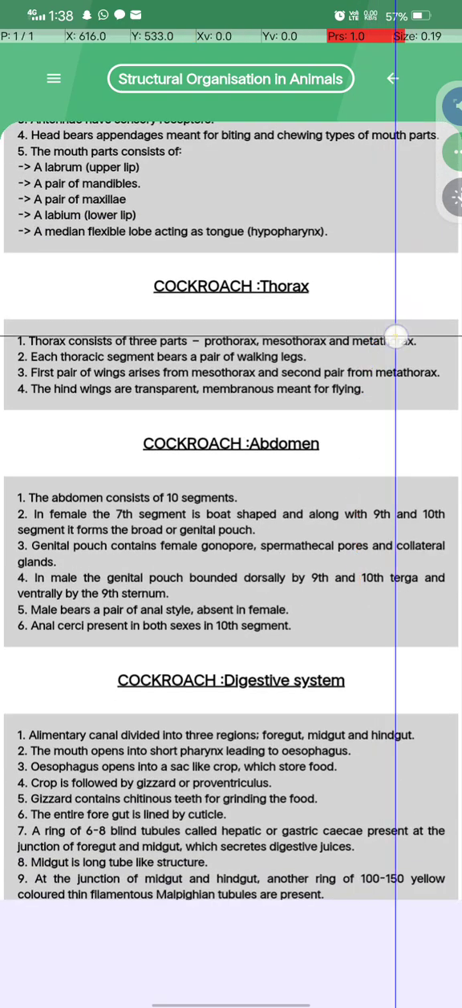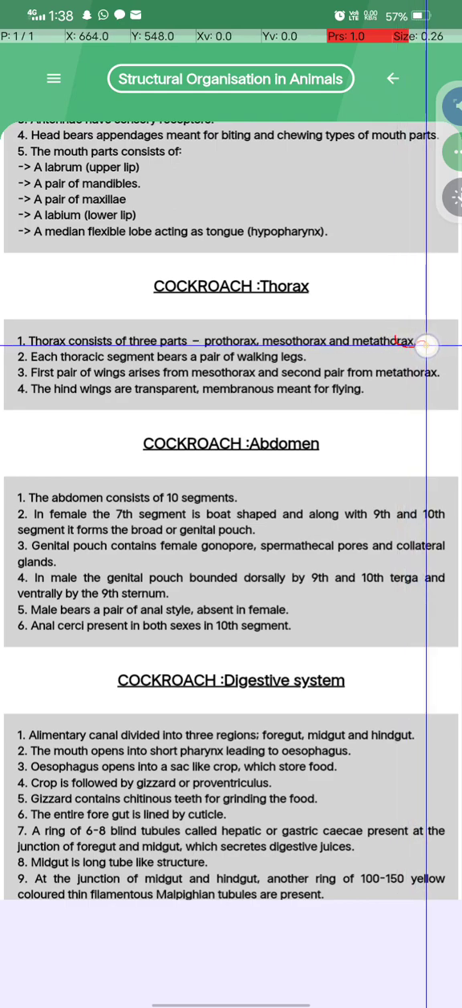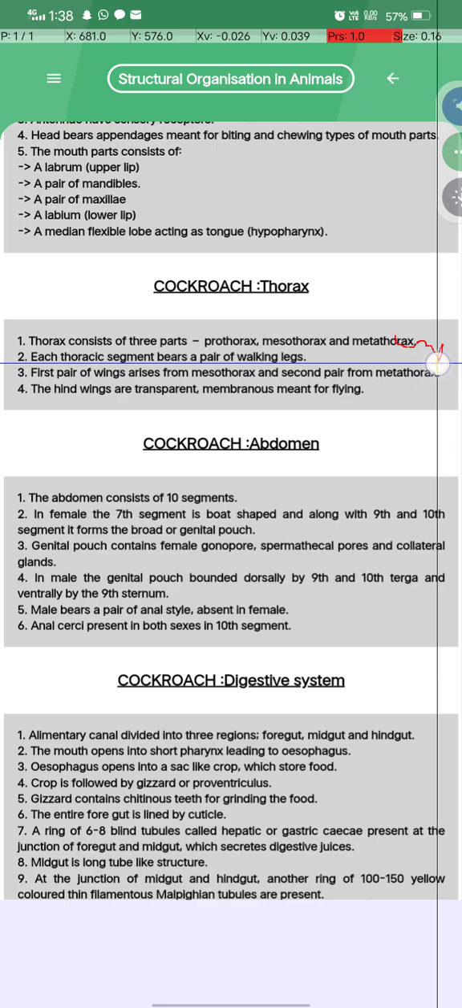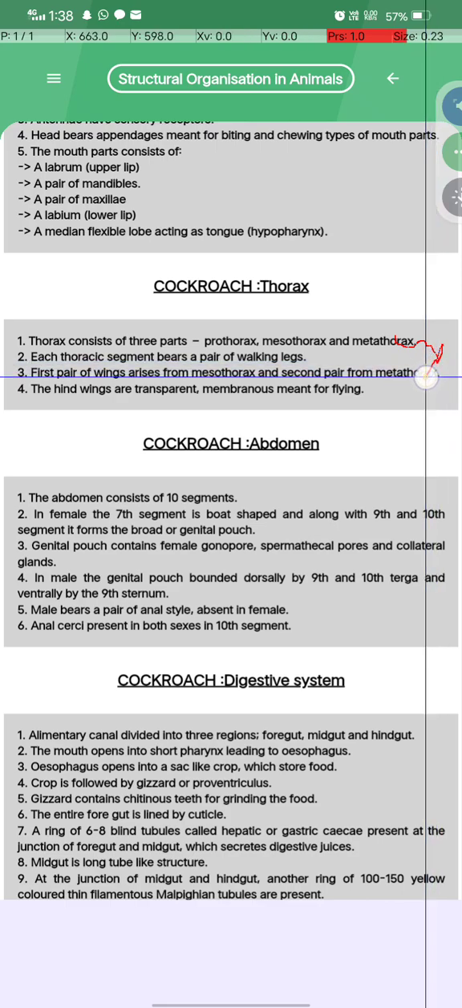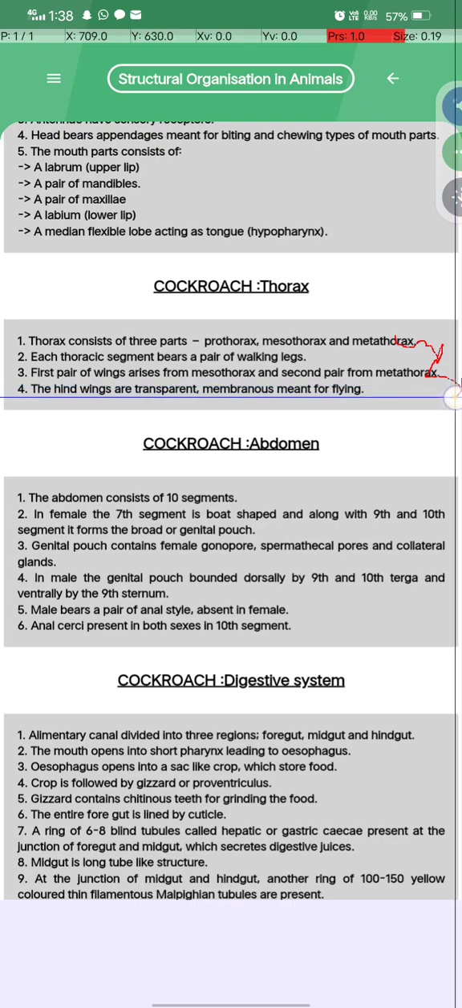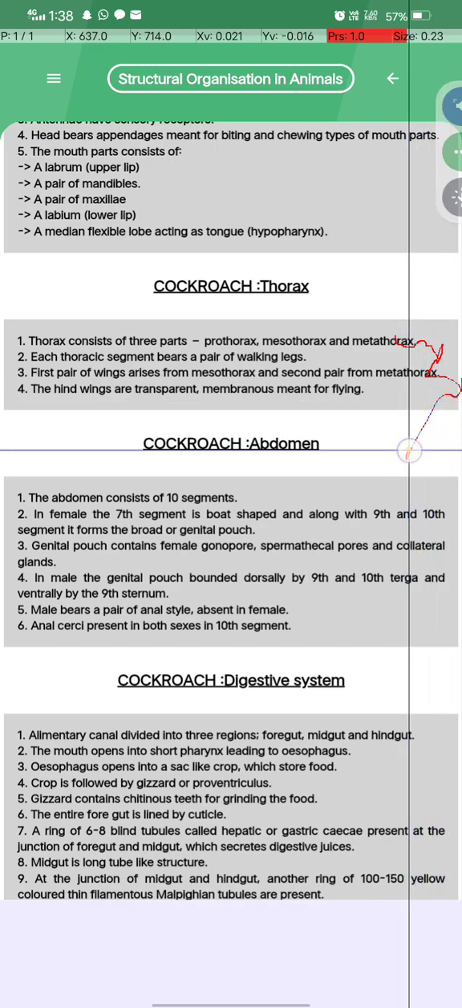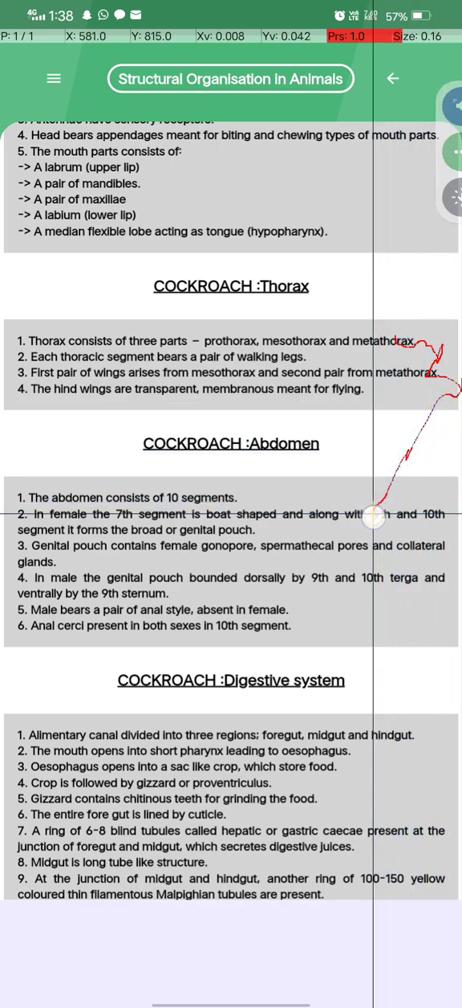Cockroach thorax. Thorax consists of 3 parts: prothorax, mesothorax, metathorax. Each thorax segment bears a pair of walking legs, and the first pair of wings arises from the mesothorax, and the second pair from the metathorax. The hind wings are transparent, membranous, and meant for flying. Cockroach abdomen consists of 10 segments.